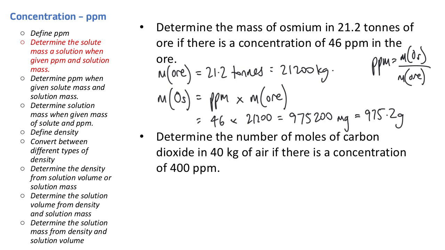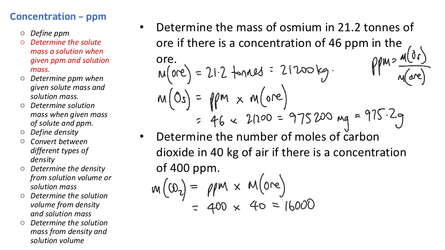Then finally, determine the number of moles of carbon dioxide in 40 kilograms of air if there's a concentration of 400 parts per million. Let's have a look at that one. Again, we're looking at the mass of CO2, which will be equal to the parts per million times the mass of the air. So that makes it 400 times 40, which is equal to what number?